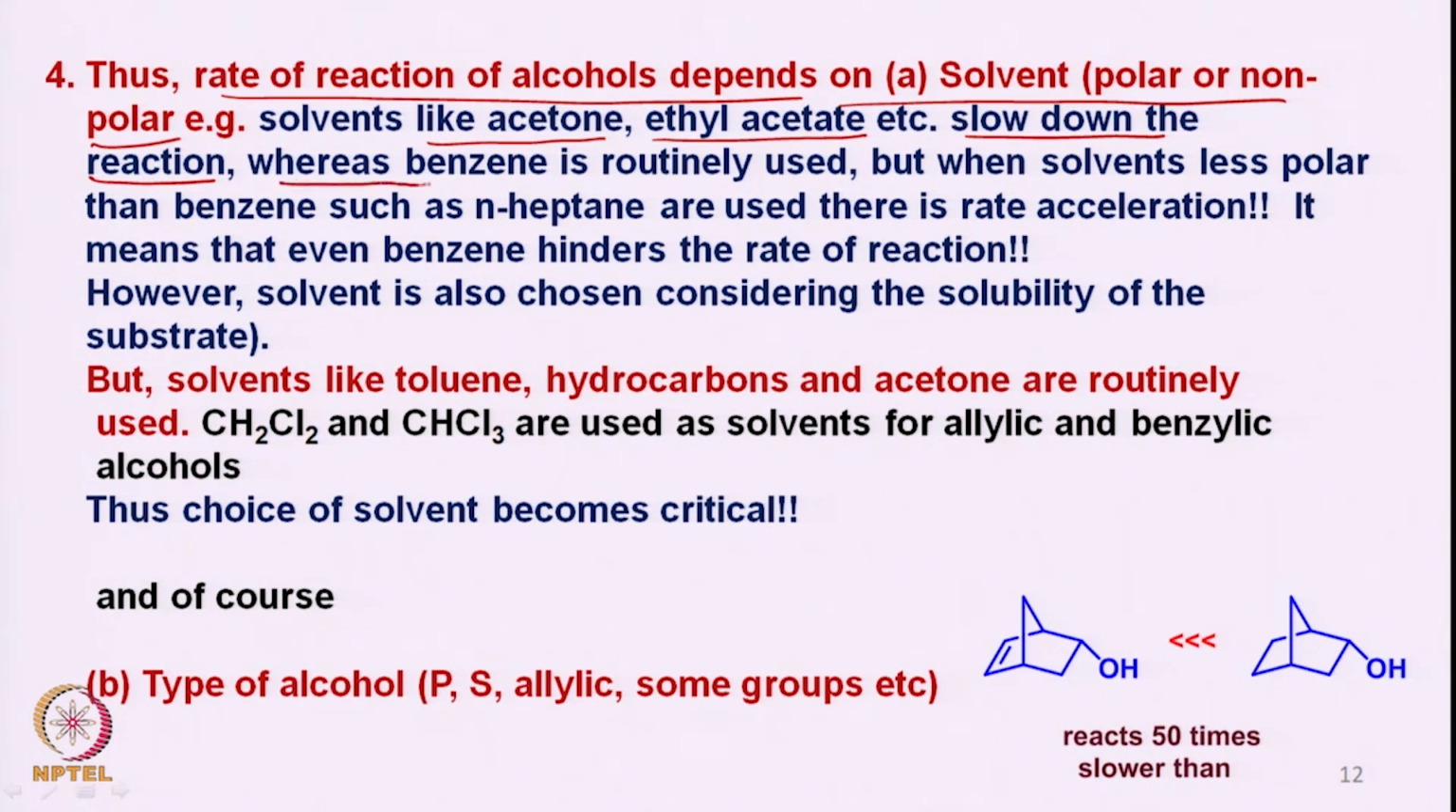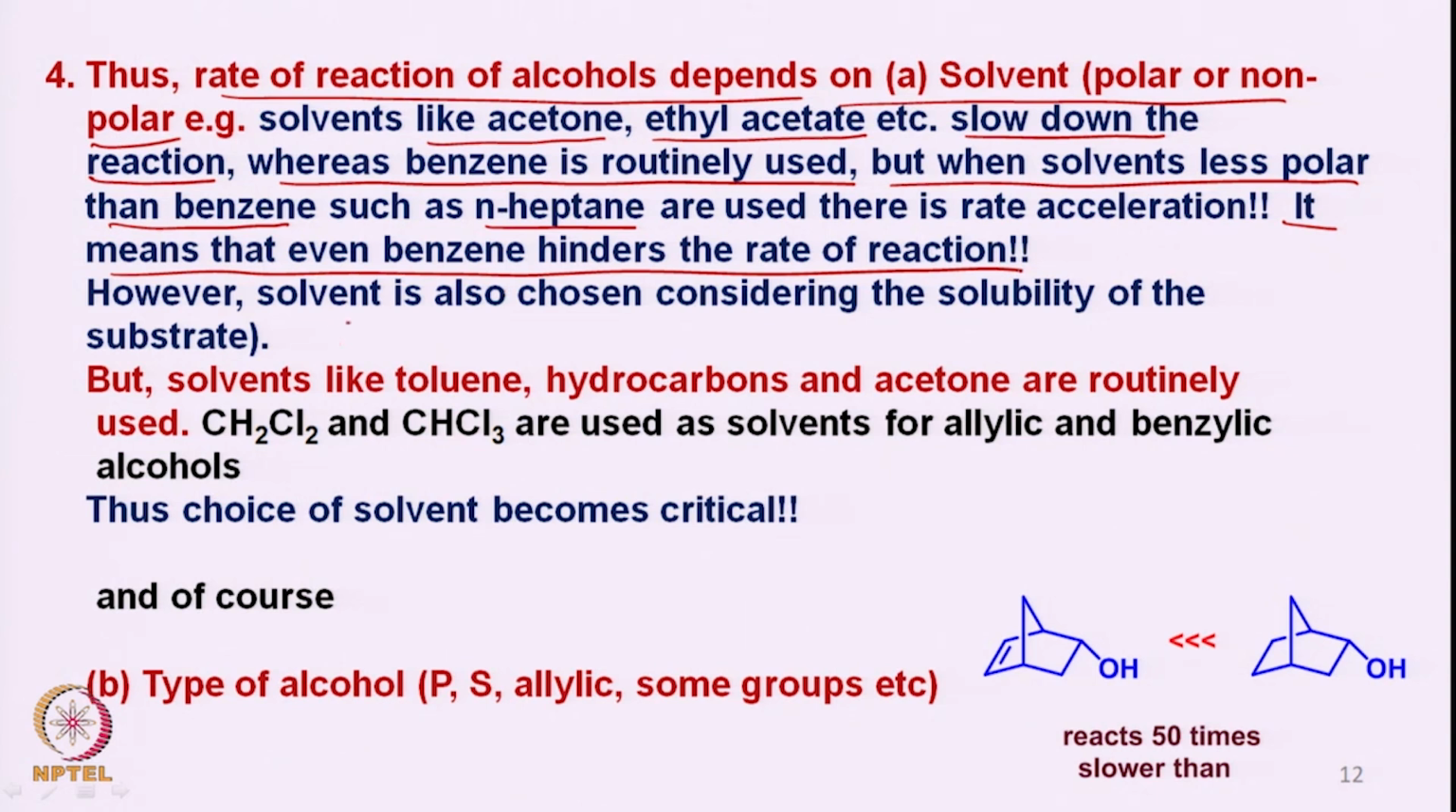Now benzene is also used routinely, but it was found that when solvents which are less polar than benzene, such as n-heptane, are used, the rate is increased. It simply means that even benzene hinders the rate of the reaction because it has pi electrons, and therefore there is the possibility of having a competition between adsorption of the benzene onto the surface of the reagent versus the adsorption of the alcohol onto the surface. Of course, alcohol will get adsorbed faster, but still there is a little hindrance from the benzene.